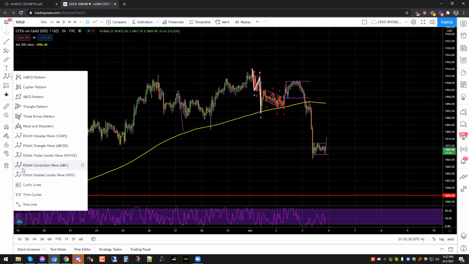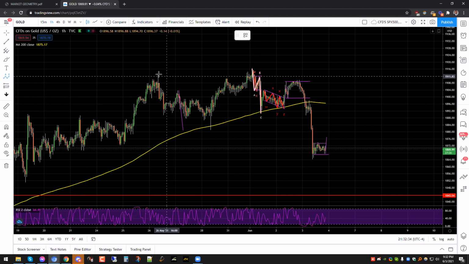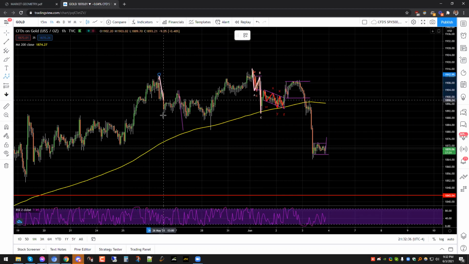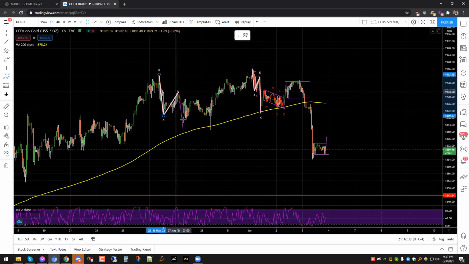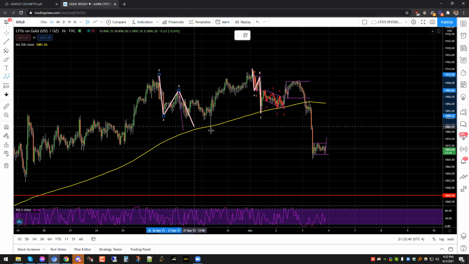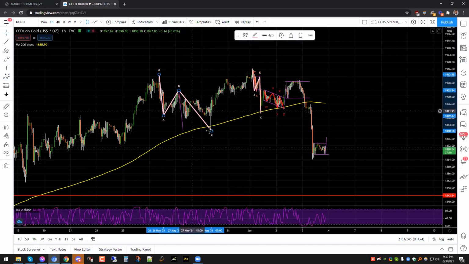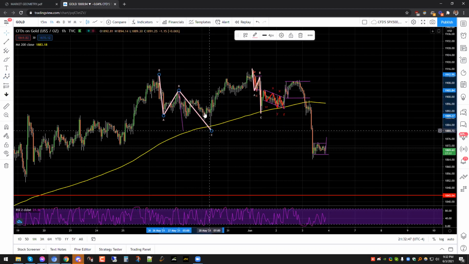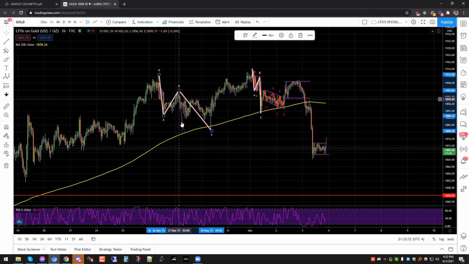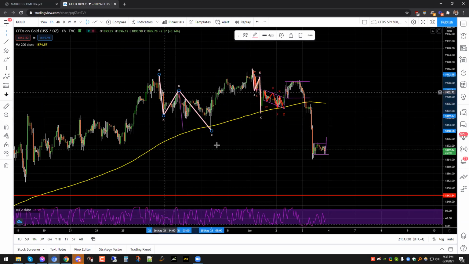I can label this ABC. I can label this WXY if I like. Okay, so I'll label this ABC like this. So we got 1, 2, 3, 1, 2, 3, 1, 2, 3 in this case, right? So we got 1, 2, 3 correction inside here and another move down. So this is 1, 2, 3. Now WXY is labeled 3, 3, 3. Okay, so this could be labeled 3, 3, 3.